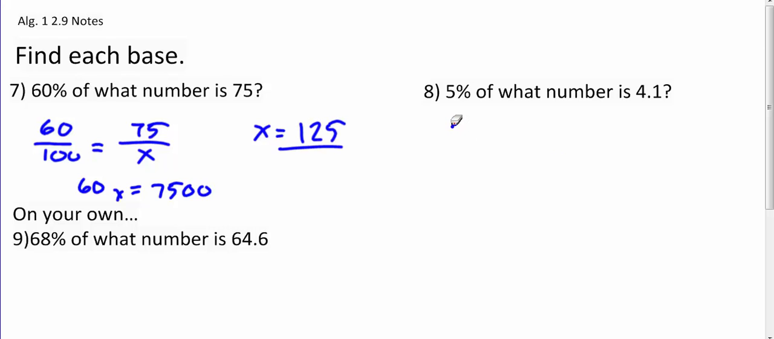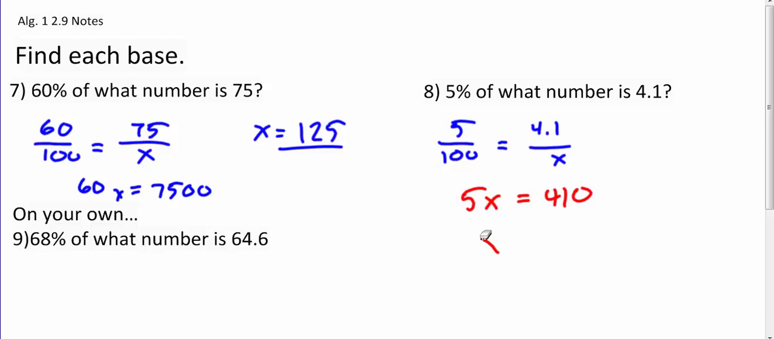So same setup on number 8, 5%, that's 5 is to 100 as 4.1 is to some unknown. So we would know then that 5x, I'm really failing here. I didn't follow my color coding. What's going on? All right, we'll live with it. 5x is equal to 410. We can divide both sides by 5, and x would be 82. So 5% of 82 is 4.1.